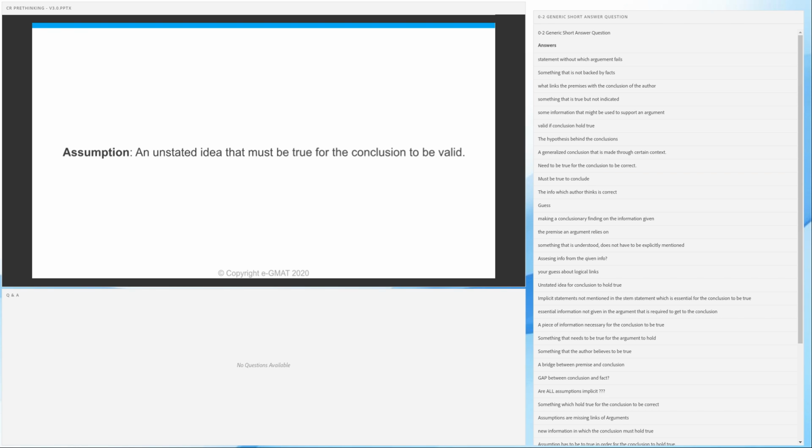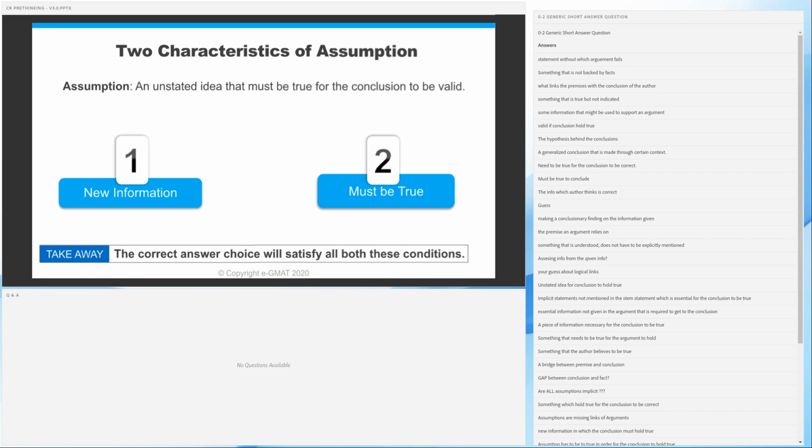Okay, this is one of those Newton laws of motion where if you know this, you can actually do big things with it. So there are two characteristics of an assumption. One is that it provides new information, which means information that can't be inferred from the factual part of the argument. And the second thing is that it satisfies this one condition, that is the must be true condition.